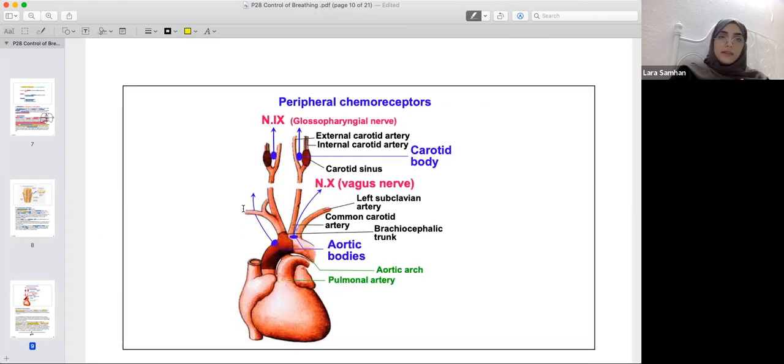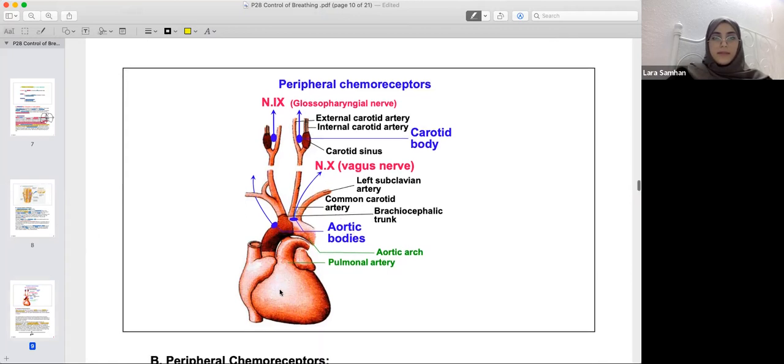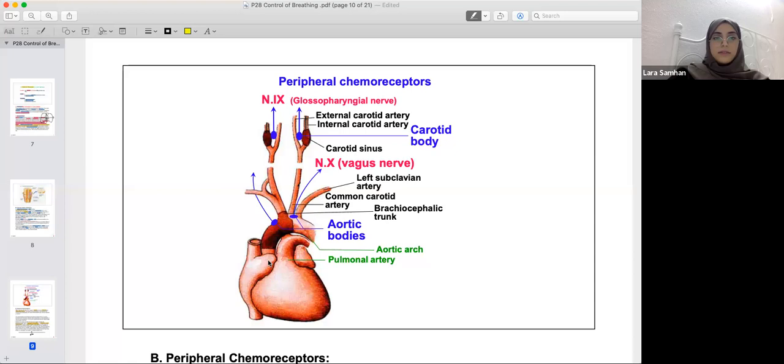Since we have central, we should have peripheral. So now we're going to talk about the peripheral chemoreceptor. It's way simpler, inshallah. Number one, we have the aortic body. Let's get oriented to this picture. This is our heart, and this is the aorta. The aorta has the aortic body, a name that fits its meaning. The aortic body is available in the aorta.